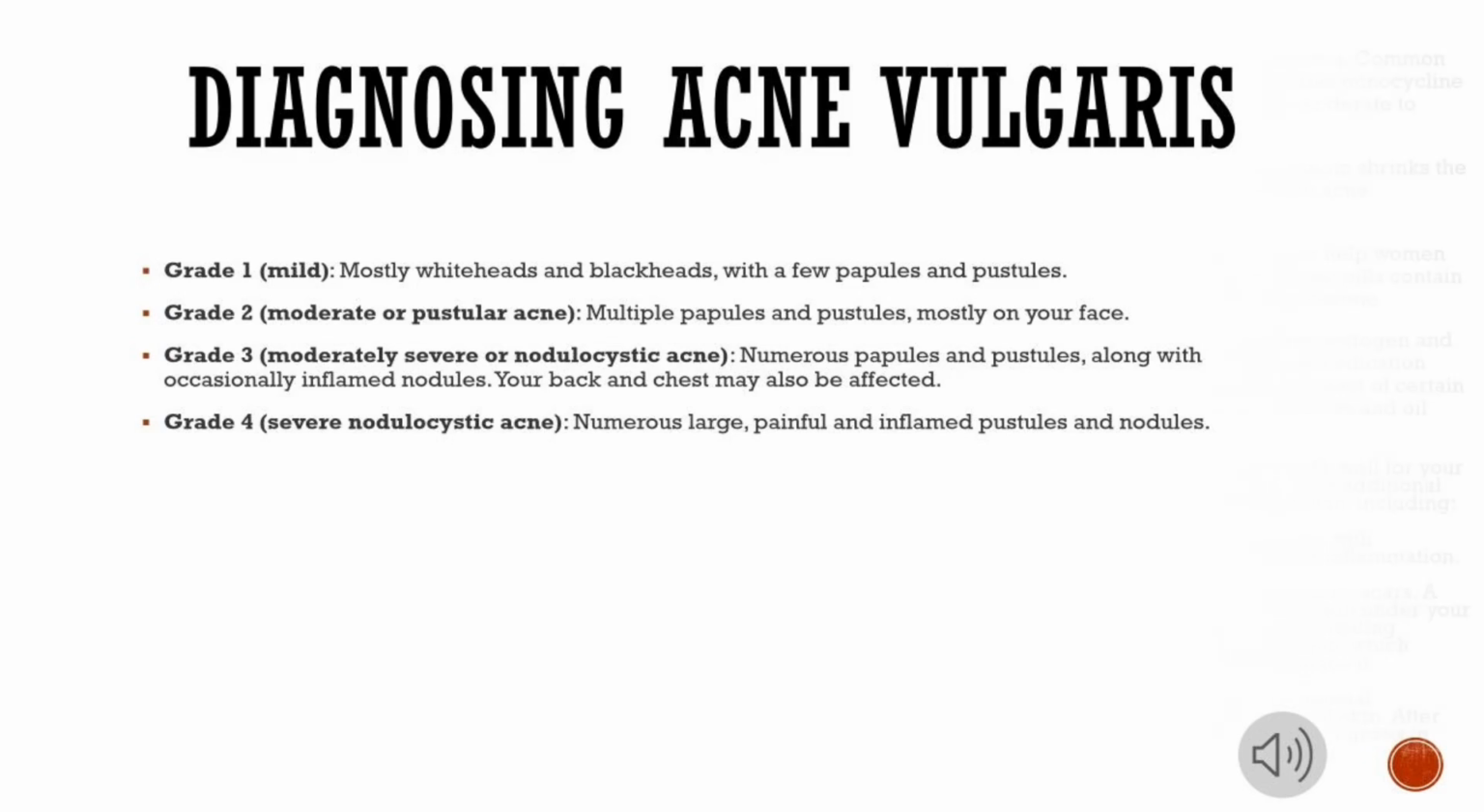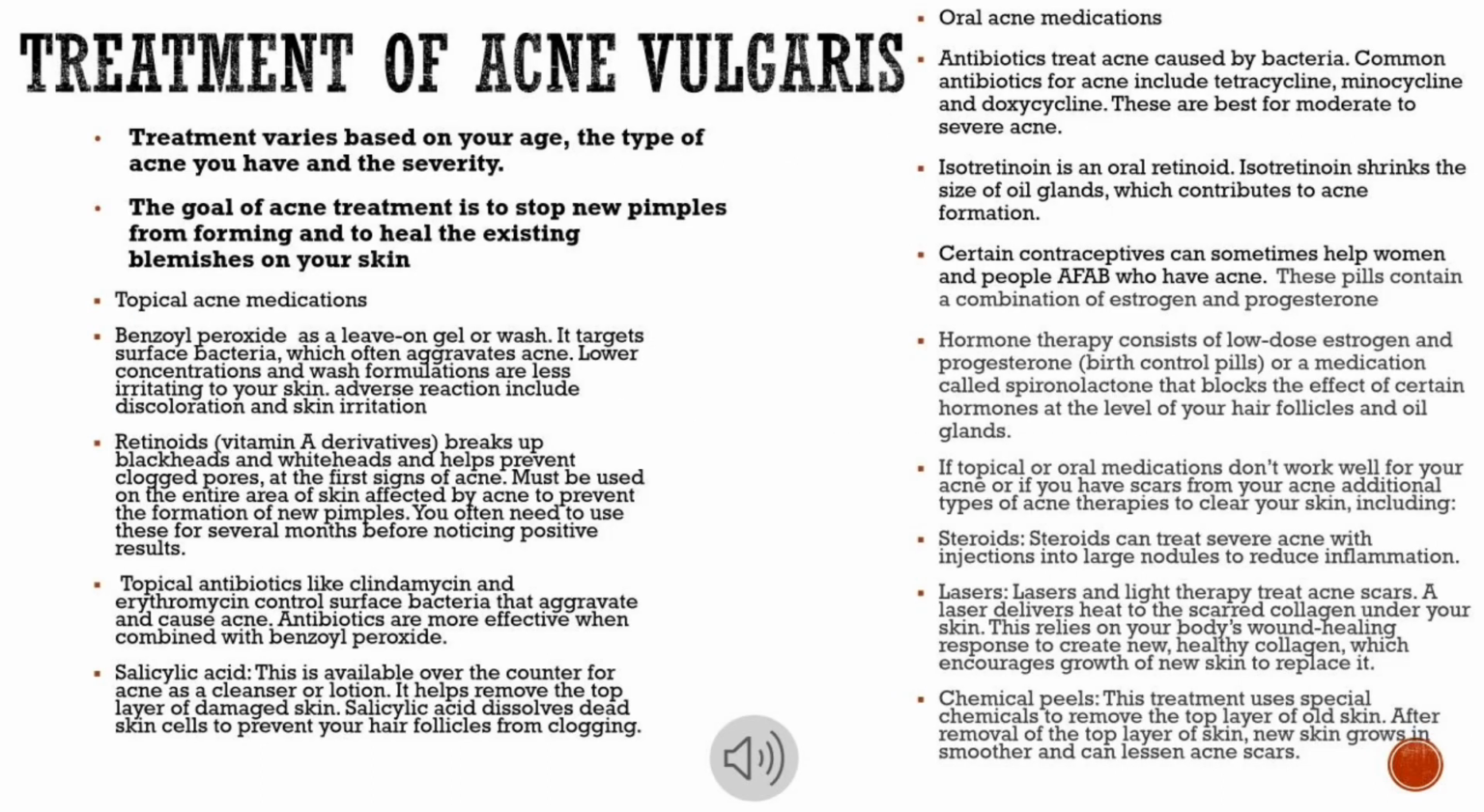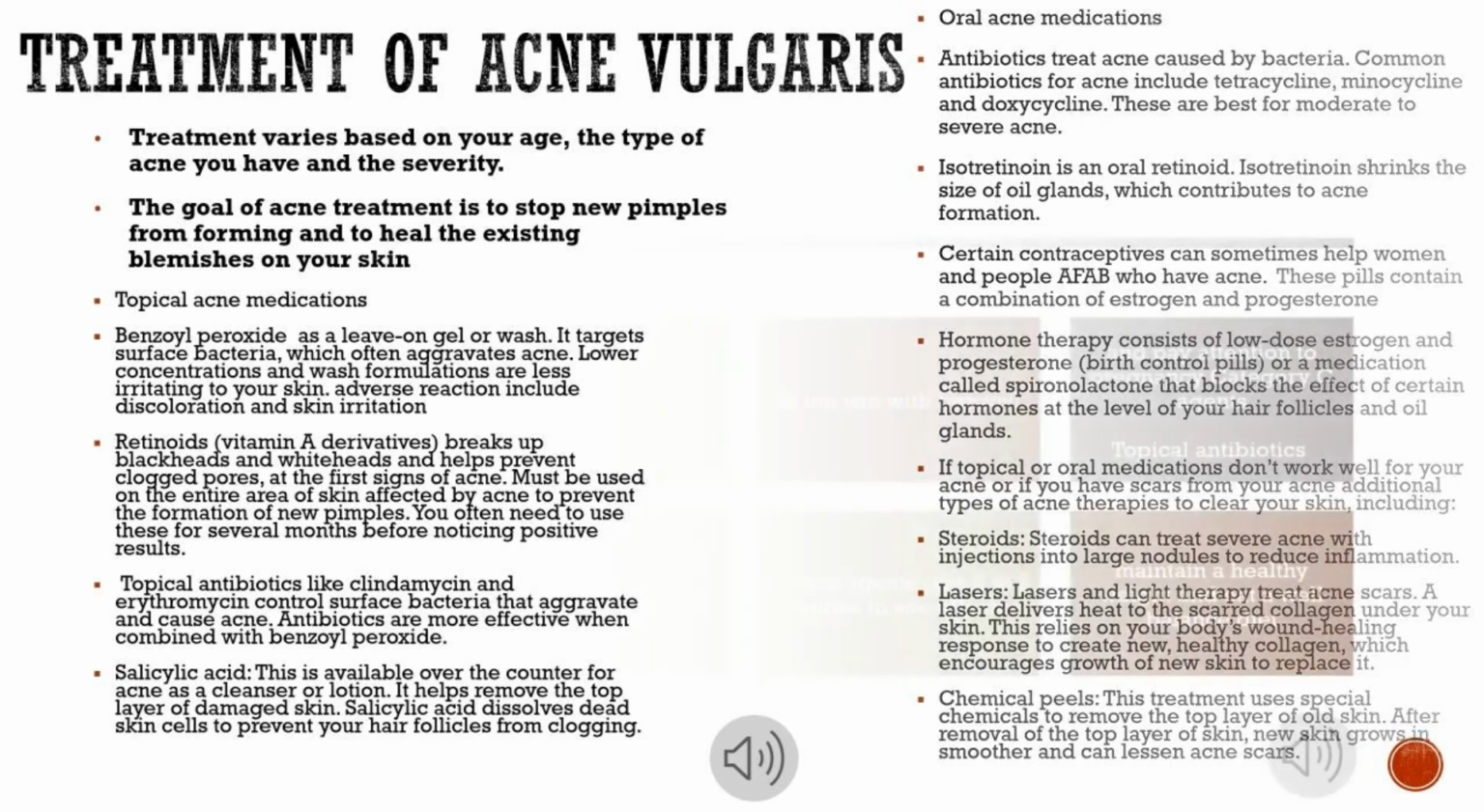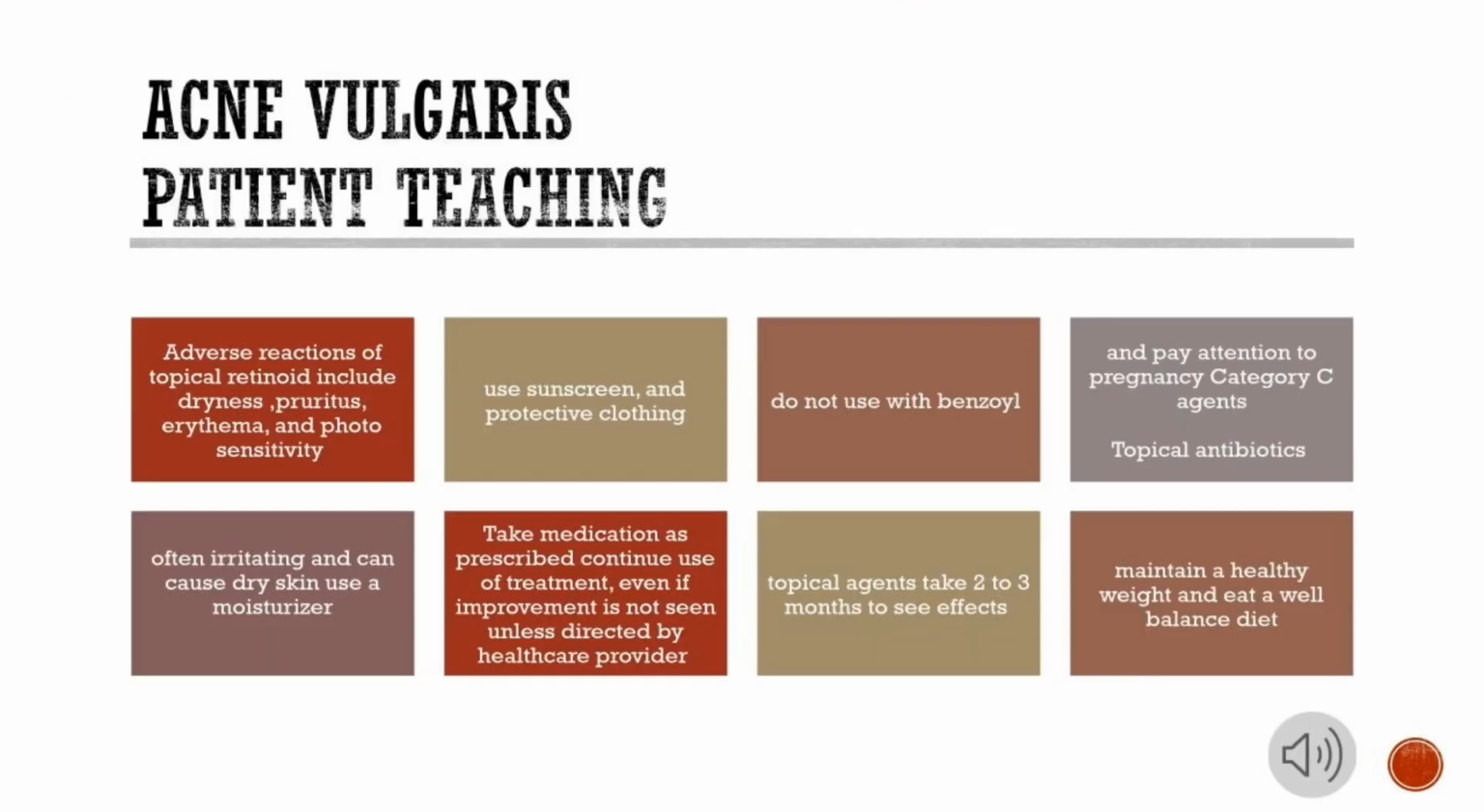Treatment of acne vulgaris. Treatment varies depending on your age, the type of acne you have, and the severity. The goal of acne treatment is to stop new pimples from forming and to heal the existing blemishes on your skin. Topical acne medications: benzoyl peroxide as a leave-on gel or wash. It targets surface bacteria, which often aggravates acne. Lower concentrations and wash formulations are less irritating to your skin.